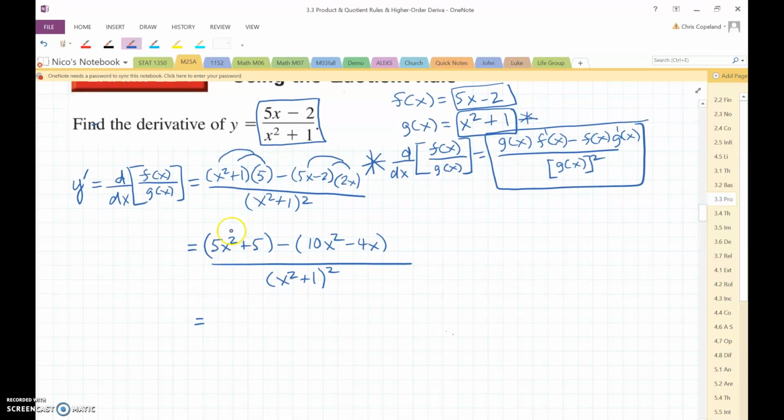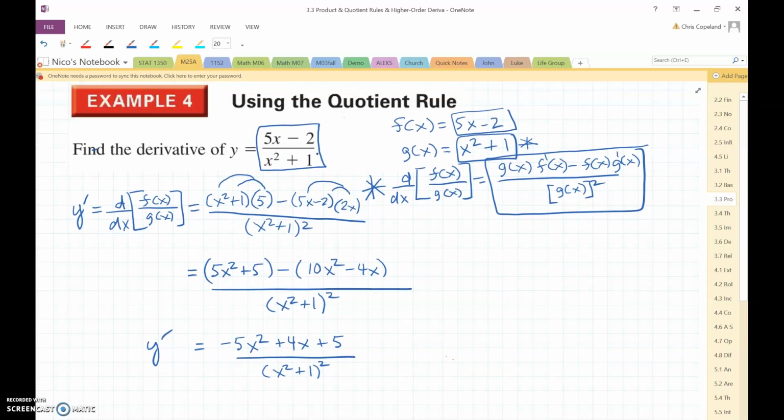So notice here that positive 5x squared minus 10x squared would be negative 5x squared. And then 5 minus negative 4x, that's going to become positive 4x plus 5, all over x squared plus 1, squared. So that's going to be y prime. So that's how you apply the quotient rule to a problem like this.